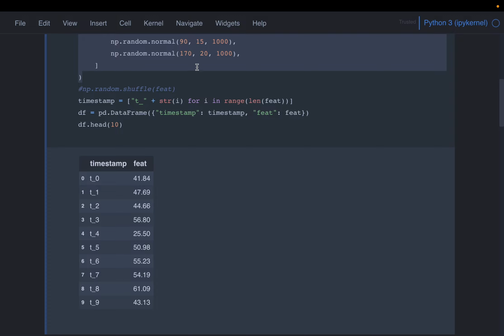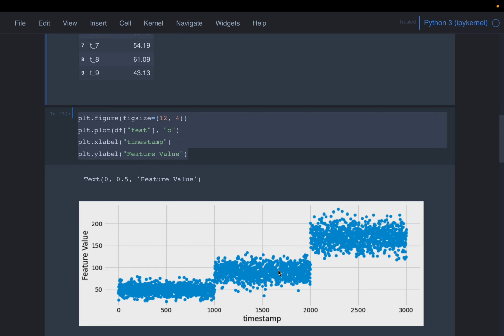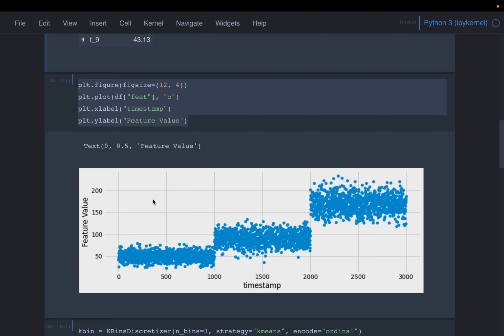And the third distribution, the mean is 170 and the standard deviation is 20, which is even higher than the second one. So that's why you see this wider spread here. Okay, so we have this data. Again, for demonstration purposes, we have this almost clearly separable data, but in the real world, we might not have that.